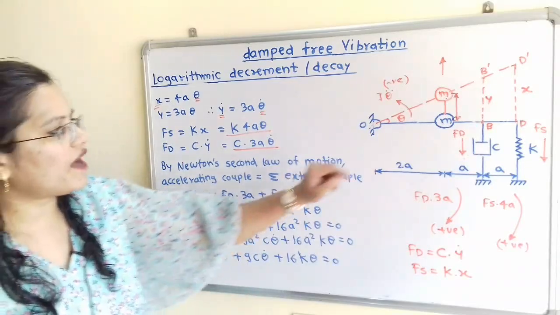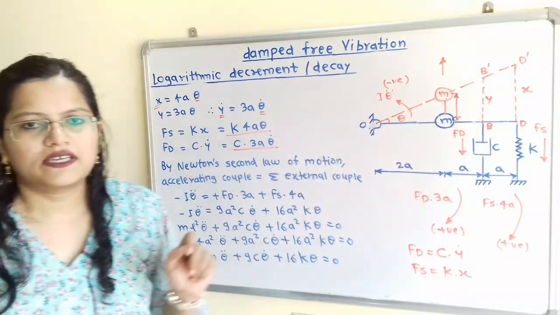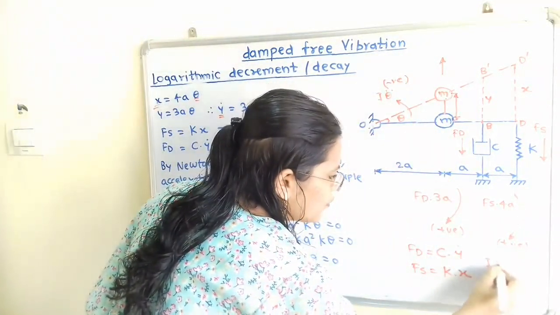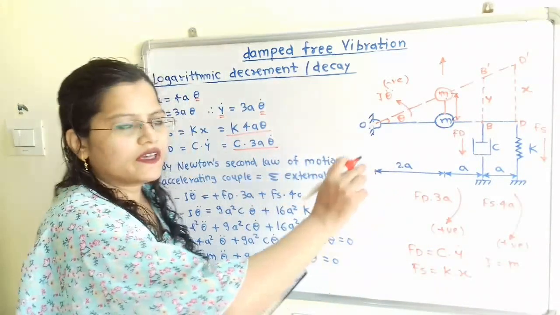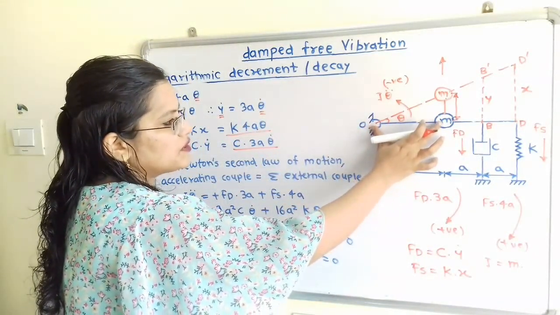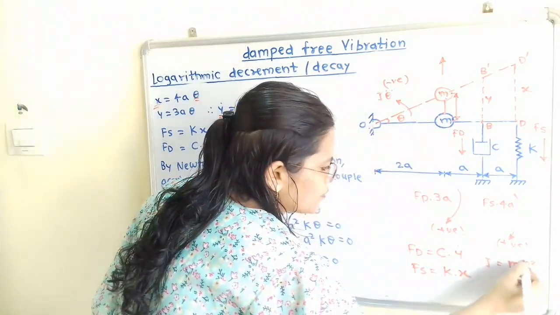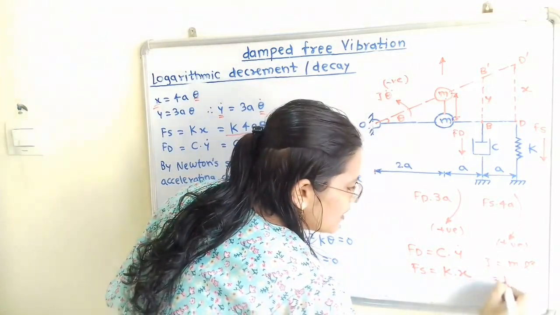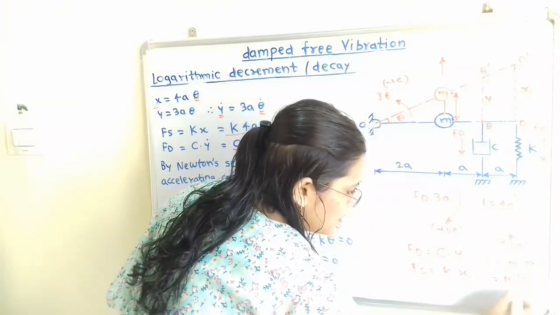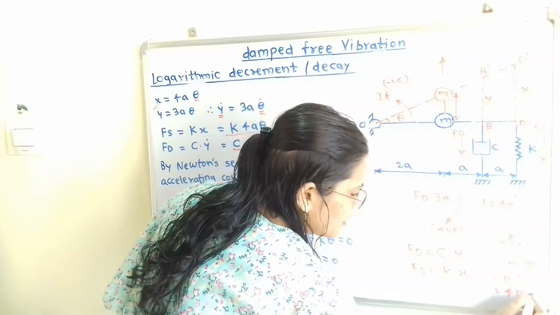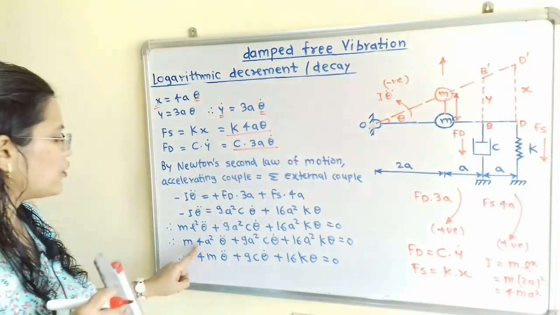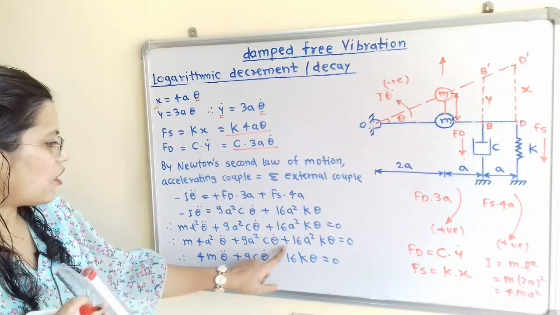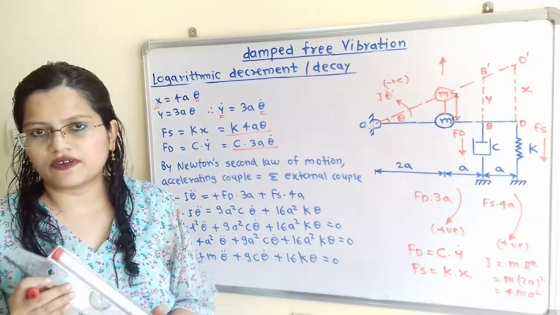Now what is the value of I? I is due to this mass, and this mass is small, so mass moment of inertia is equal to m into L square, where L is the perpendicular distance from this point O. What is the value of L? L is equal to 2a. So we can write m into (2a) square, that is 4ma square. So we have 4ma square theta double dot plus 9a square c theta dot plus 16a square k theta is equal to 0.